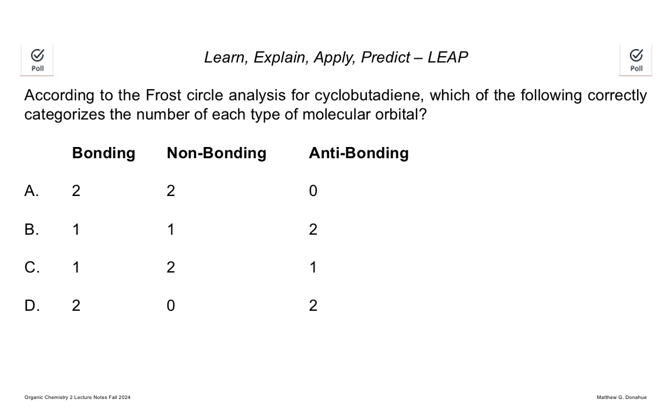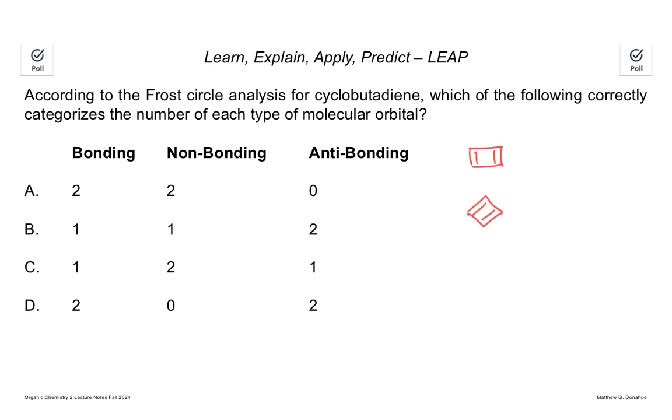So it says, according to the Frost circle analysis, which of the following correctly characterizes the number of each type of molecular orbital? So that's how you would draw it. Now, if we're to apply this Frost analysis, we're just going to tilt it and put 1 carbon on the bottom. So maybe I'll draw it more sort of diamond shaped.